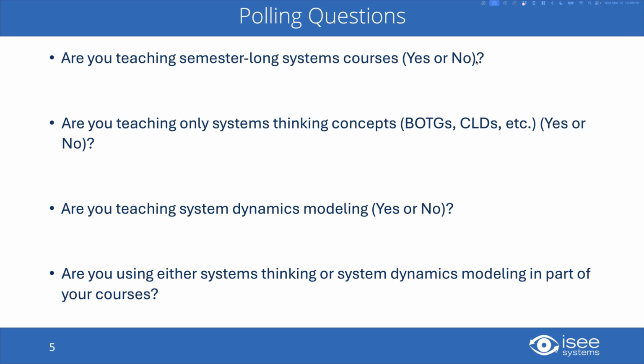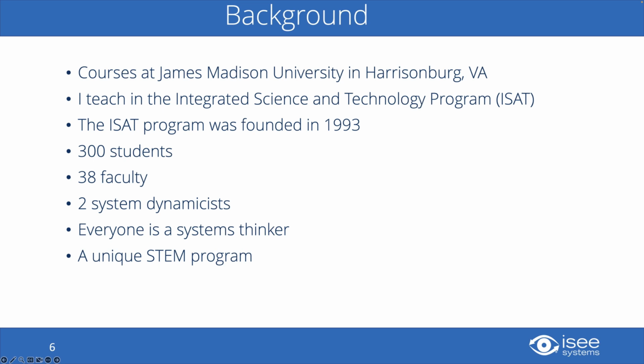The first thing I'm going to do is go over what we do here so you have an idea of what our students' background is when they're coming into these courses. Again, it's James Madison University, located in Harrisonburg, Virginia. The whole university has about 22,000 students. I'm in what we call the Integrated Science and Technology program. This program was started in 1993. We have about 300 students and 38 faculty members.